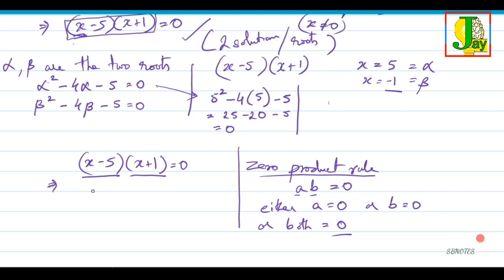So that means we get x minus 5 equals 0 or x plus 1 equals 0. Now that gives you x equals 5 or x equals minus 1. Now these are the two roots of the given equation. Okay.